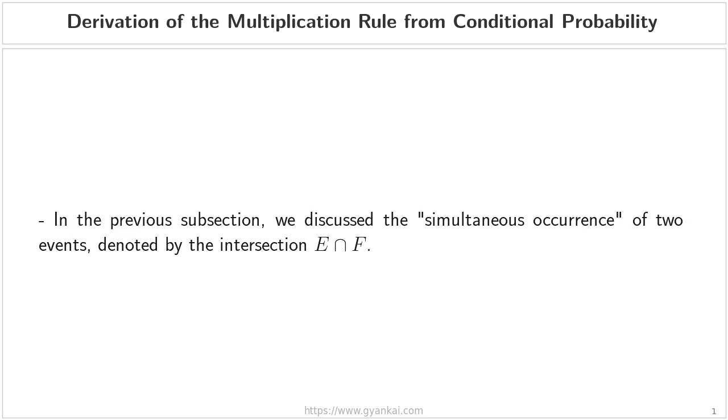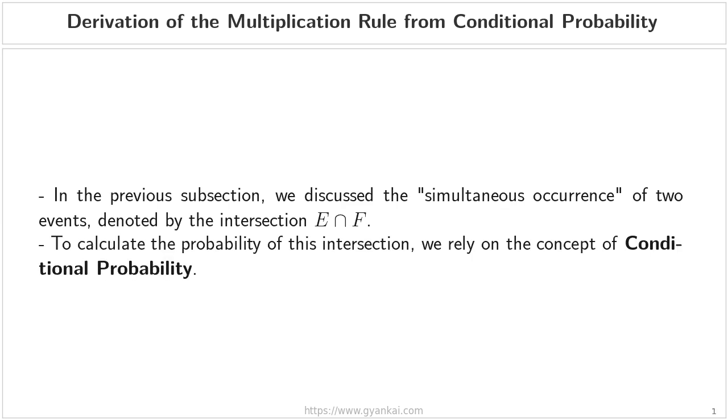Welcome, everyone. Let's begin our session by revisiting some of the foundations we've already covered. In our previous lesson, we explored what happens when two events occur at the same time, what we call the simultaneous occurrence of two events. In mathematical terms, we represent this overlap, or this intersection, using the notation E intersection F.